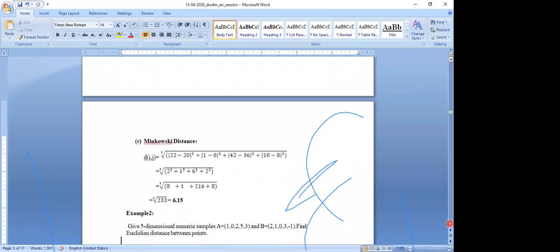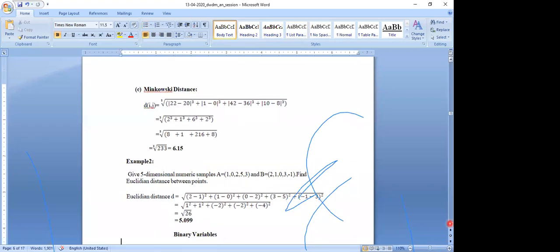These are examples from our question bank. He has given us a 5-dimensional numerical sample of A, and similarly a B sample, and asked us to find the distance. For the 5 samples: the value minus 1 whole square, plus 1 minus 0 whole square, plus 0 minus 2 whole square, plus 3 minus 5 whole square, plus minus 1 minus 3 whole square. The value we are getting is 5.099. These are the interval-scaled values for the first data. We are going to calculate all the interval-scaled variables.